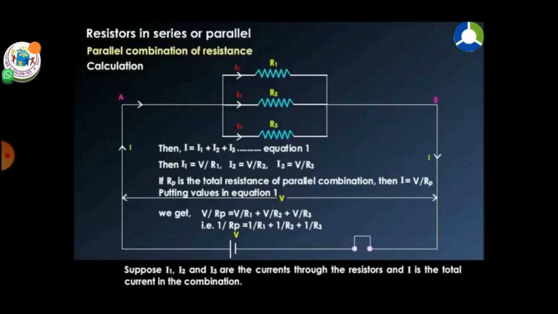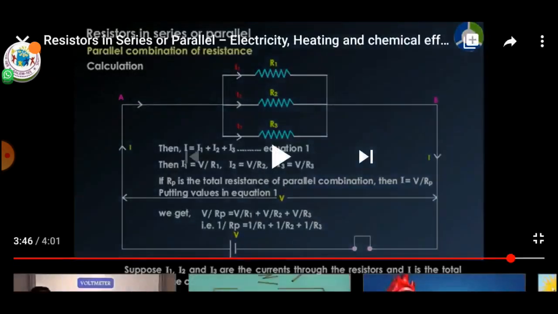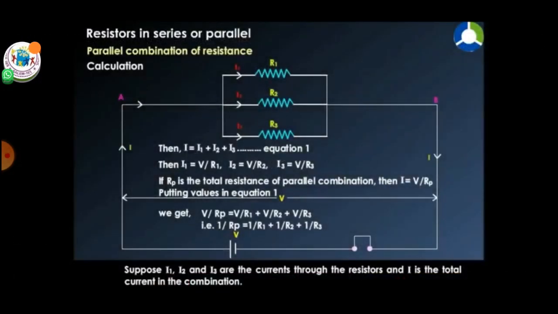Okay, see the total current. First we have to calculate the total current. I is equal to the sum of the currents passing through the individual resistors, so I1 plus I2 plus I3. Consider this equation 1. Then according to Ohm's law, I is equal to V by R. So we can write I1 is equal to V by R1, I2 is V by R2, I3 is V by R3. Since the voltage is constant, we are not taking the voltage as V1, V2, V3. So we only take I1, I2, I3 and R1, R2, R3. Voltage is constant throughout the circuit.